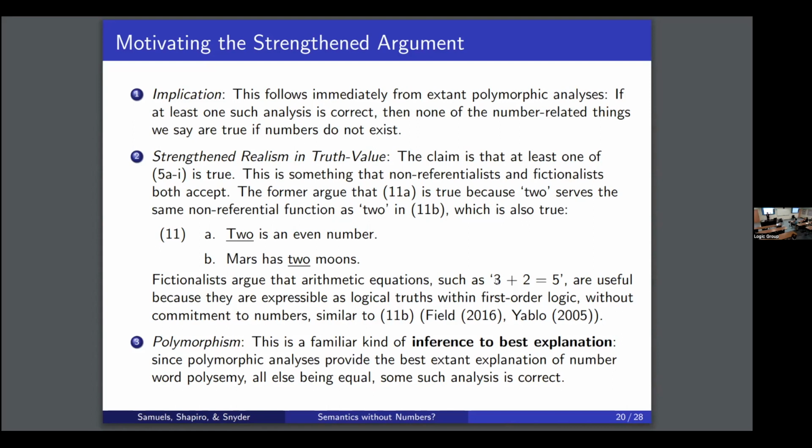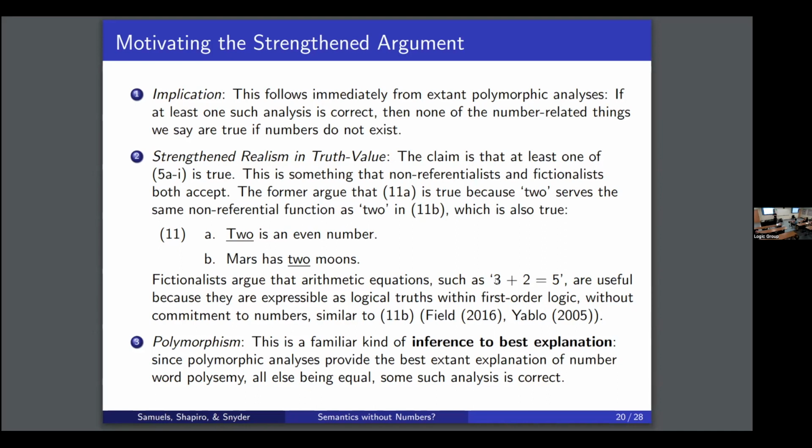They're all true in virtue of 2 functioning as an adjective or a determinant, for example. Fictionalists, on the other hand, are going to say that this sentence is true for an importantly different reason, specifically the one that Stefan was pointing to. This is a sentence which can be rendered in first order logic with identity without commitment to numbers. And that is supposed to explain why mathematical statements, at least statements of simple arithmetic, are useful. I'll get to that on the next slide.